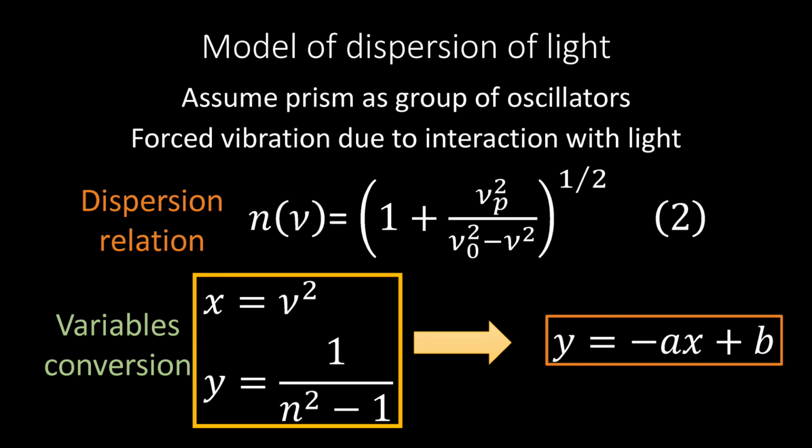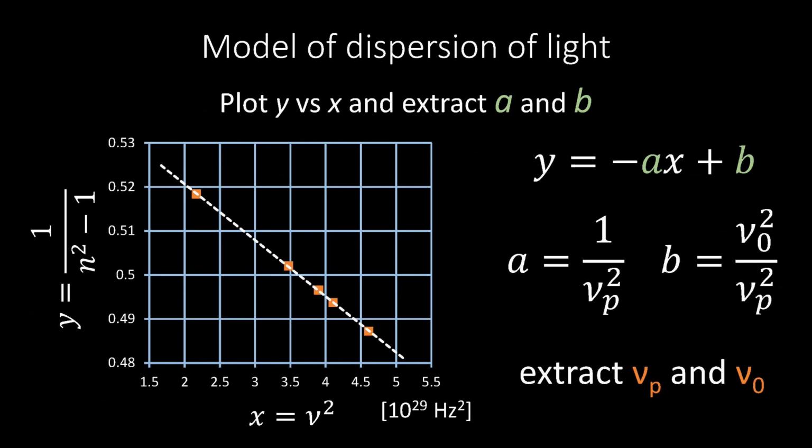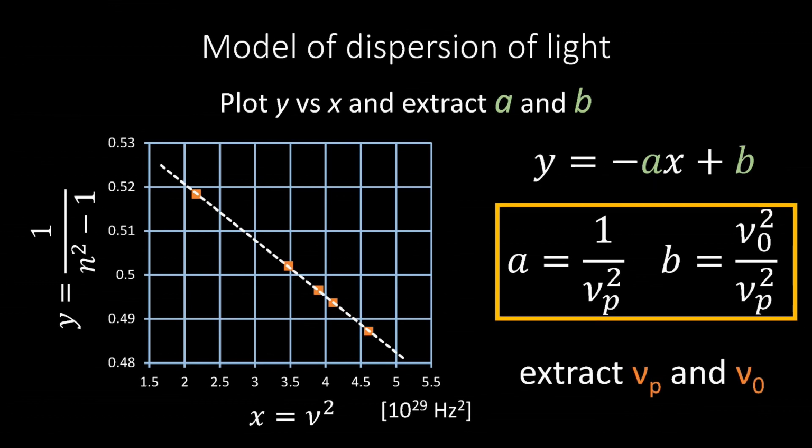In order to make an accurate comparison, equation 2 can be converted to a linear equation using this relationship. If we consider the measured data in this linear equation and plot it on the xy plane, the data will align along a single straight line. Find the slope, a, and the intercept, b, by the least squares method, and then find nu p and nu 0 from the equations.